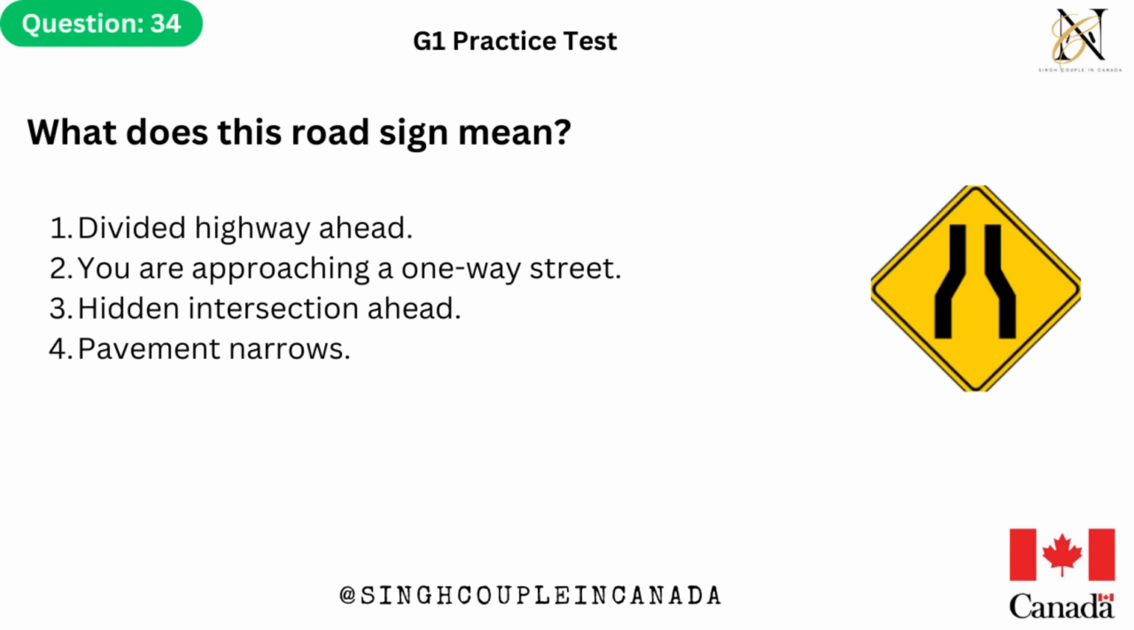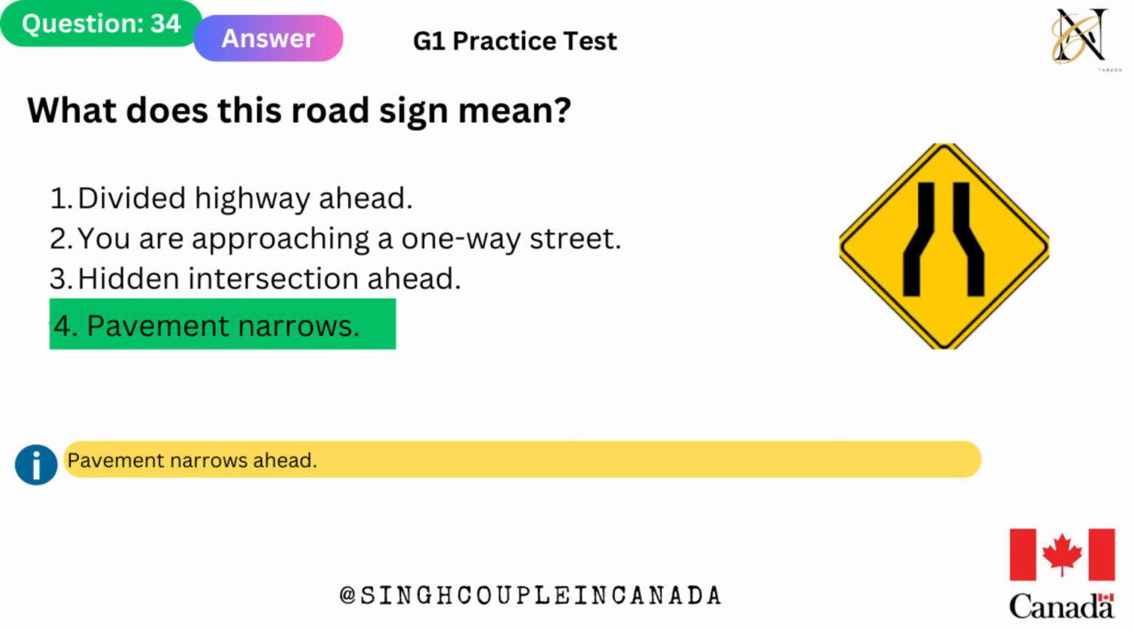What does this road sign mean? 1. Divided highway ahead. 2. You are approaching a one-way street. 3. Hidden intersection ahead. 4. Pavement narrows. The answer is 4. Pavement narrows. Pavement narrows ahead.